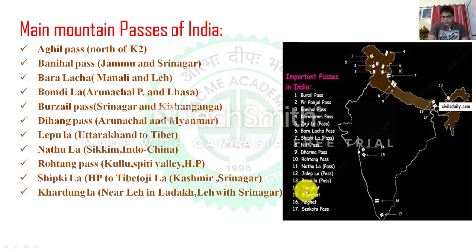One of them is the Thal Ghat Pass. So here you can see the Thal Ghat Pass. Then come to Bhor Ghat Pass. And then here is Palghat. Palghat Pass is also located here in Kerala, and see Shencottah Pass in southern Tamil Nadu. So these are the main passes of India.